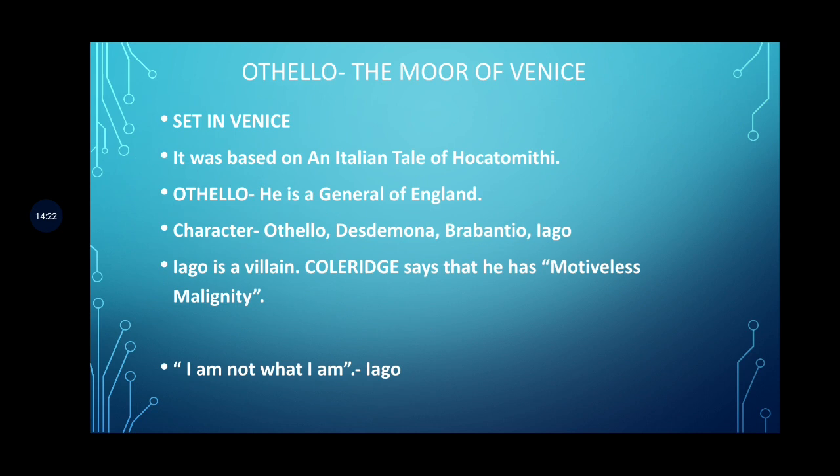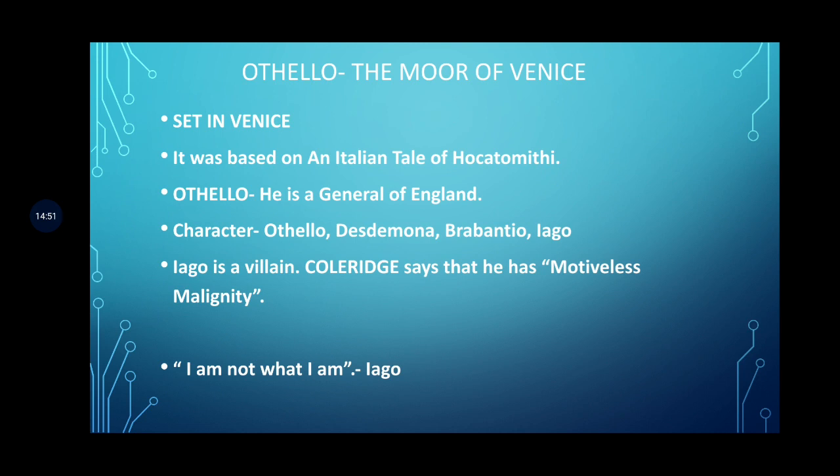Then the very important play Othello, which is again a great tragedy. The subtitle is The Moor of Venice. It is set in Venice. It was based on an Italian tale of Cinthio. Othello, who is Othello? He is the general of Venice. Characters: Othello, Desdemona, Brabantio, Iago.